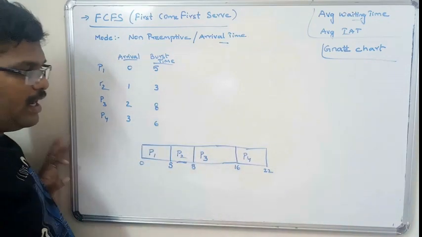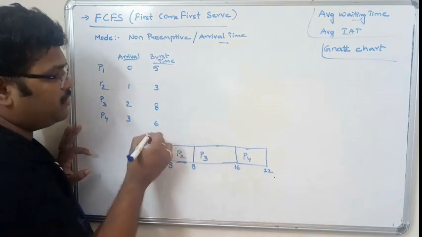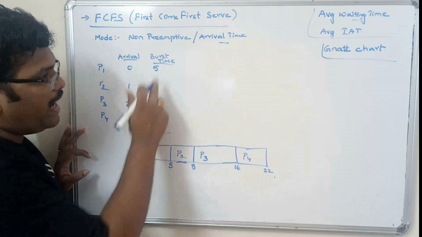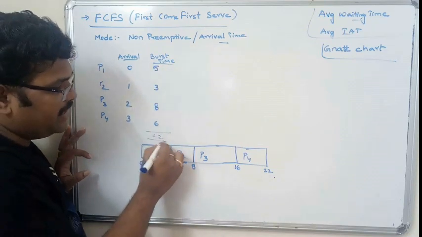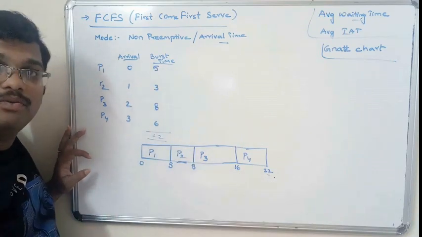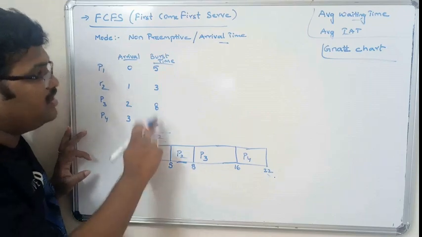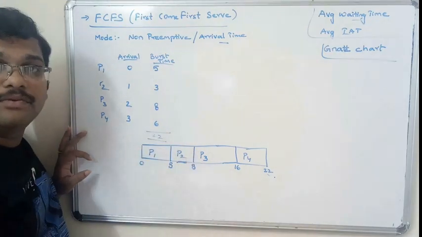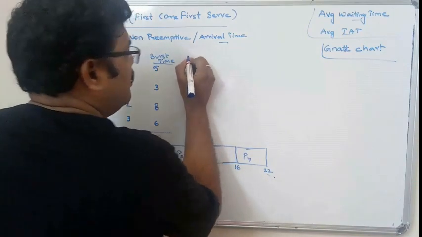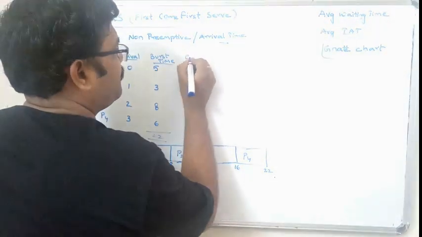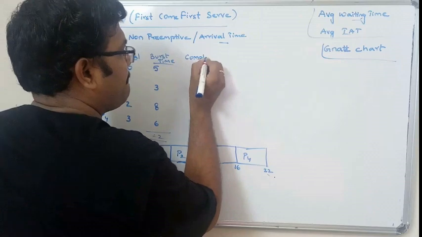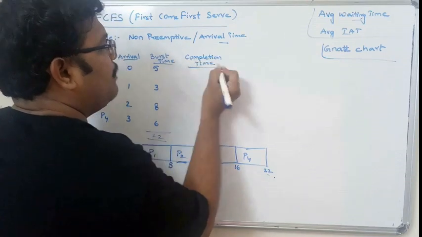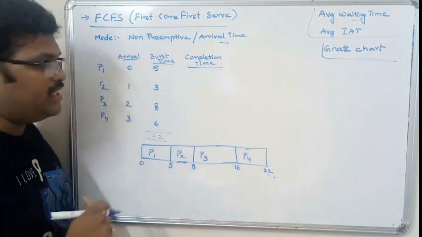Right? So one thing we can observe. If you add all these burst times, that is equal to the total time required to complete all the processes, right? So this is 5, 3, 8, 8 plus 8, 16, 16 plus 6, 22. Now let us write the completion time for each process.